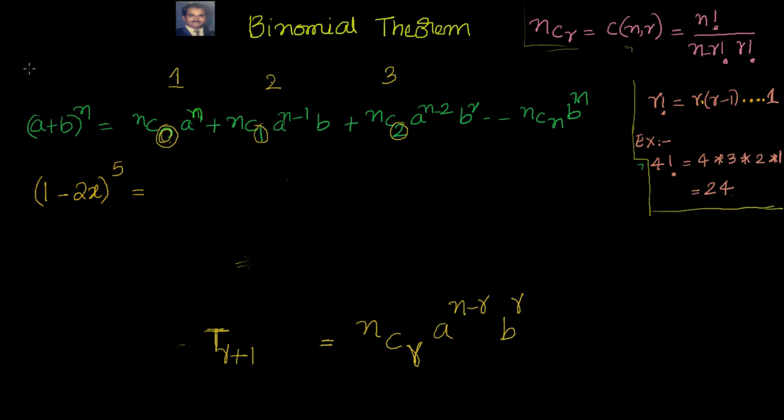Now if you compare, I know a equals 1 and b equals minus 2x and n equals 5. Simple substitution, nothing else you are going to do. The only thing is you have to manipulate a little bit of numericals and get the values. So let's do that. This becomes 5C0. A to the power of n is 1 to the power of n, so nothing but 1. I will skip it. N is 5, right? Next is 5C1.